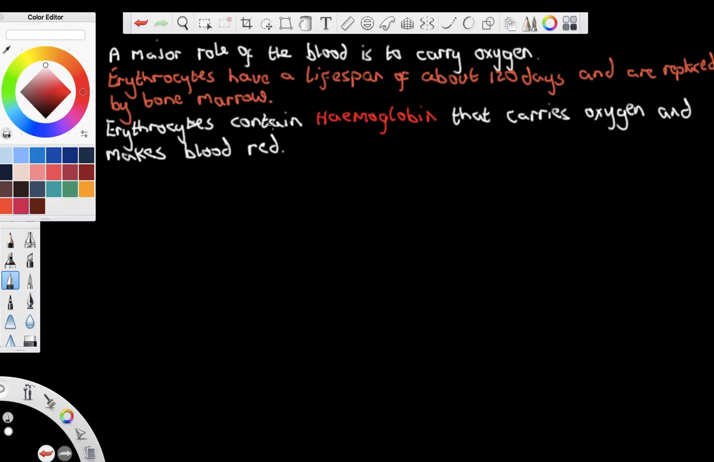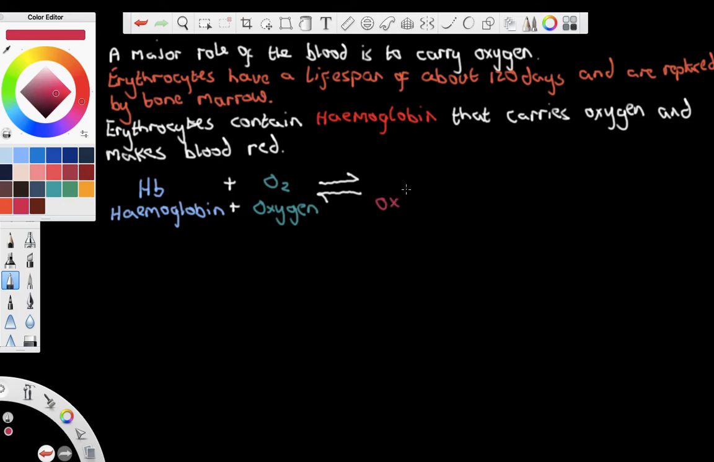Now, when hemoglobin binds to oxygen, it becomes what's known as oxyhemoglobin. So we can show this in a word equation. We can have hemoglobin, or HB, added to oxygen, O2, in a reversible reaction to form a molecule known as oxyhemoglobin.